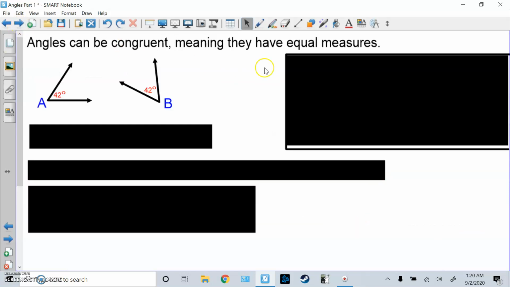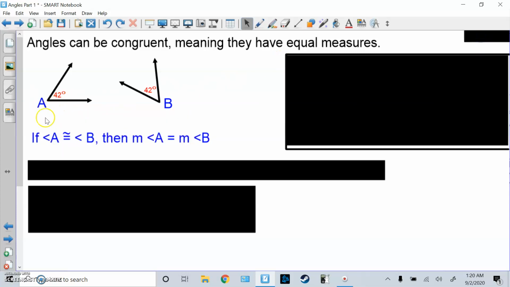Angles can also be congruent, meaning they have equal measures. So here's angle A and angle B. I can say if angle A is congruent to angle B, then the measure of angle A is equal to the measure of angle B.